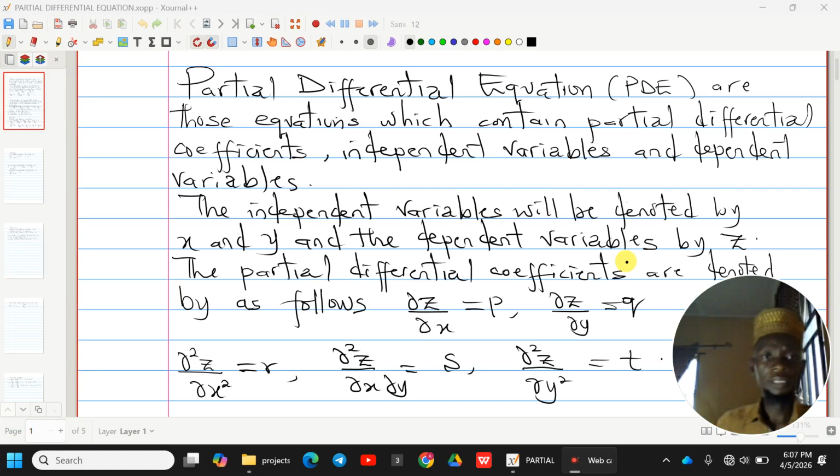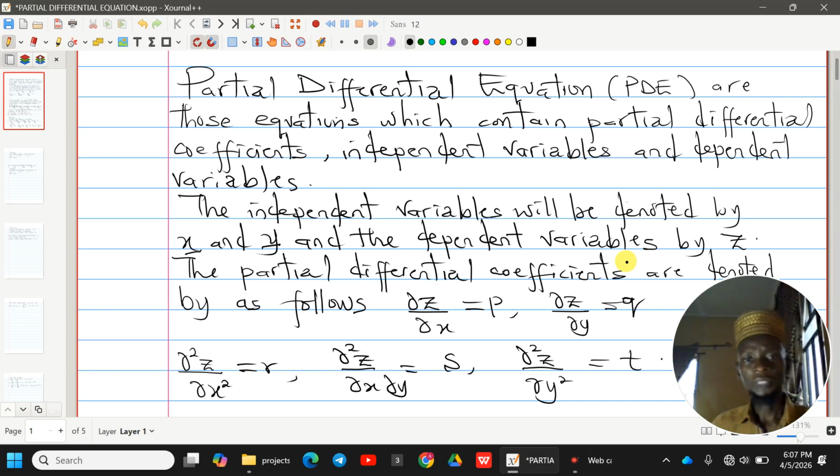So let us look at this topic, partial differential equations. These are equations which contain partial differential coefficients, independent variables and dependent variables. The independent variables will be denoted by x and y, okay? And the dependent variable by what? By z, okay?